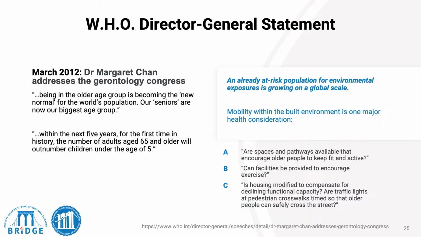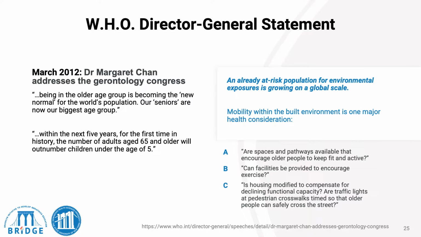In 2012, the WHO Director General made a big statement at the Gerontology Congress. She said, being in the older age group is becoming the new normal for the world's population. Our seniors are now our biggest age group. And within the next 5 years, so she was predicting from 2012 to 2017, for the first time in history, the number of adults aged 65 and older will outnumber children under the age of 5. So we are starting to see a shift worldwide, potentially in those population pyramids that I just showed you for the US. So we know an already at-risk population for environmental exposures is growing on a global scale.